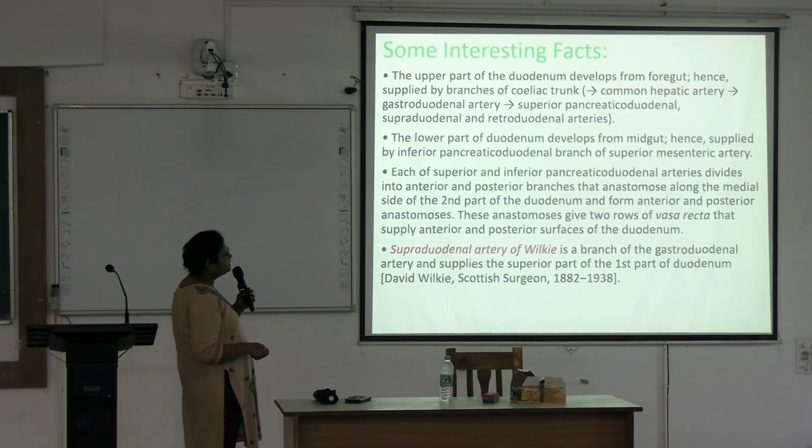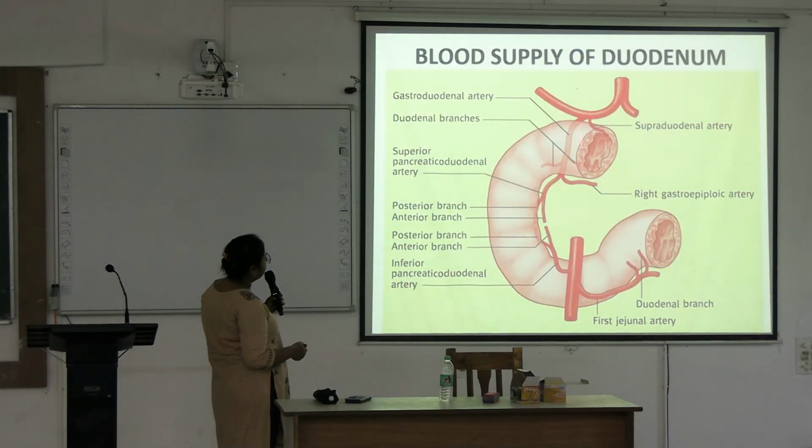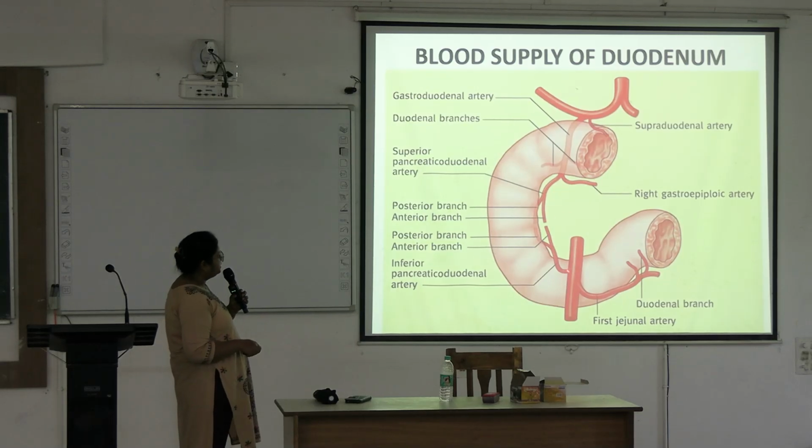Supraduodenal artery of Wilkie. It is a branch of the gastroduodenal artery, and supplies the superior part of the first part of the duodenum. Okay, here it has been shown. This is the gastroduodenal artery giving the superior pancreaticoduodenal, dividing into anterior and posterior branches. This is the inferior pancreaticoduodenal, again dividing into two branches. Here are some other duodenal branches, retroduodenal and supraduodenal.